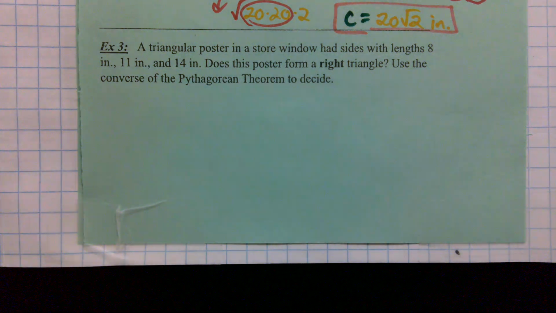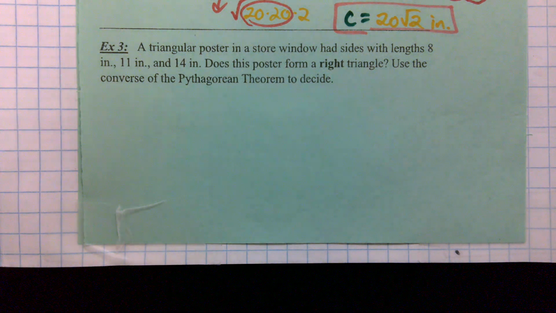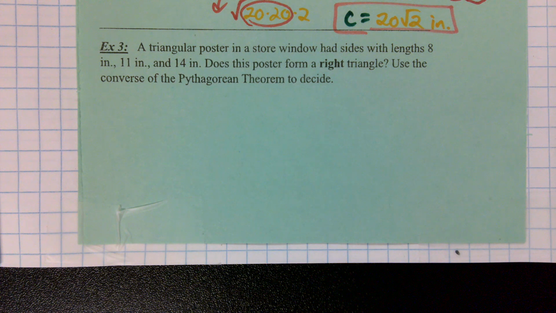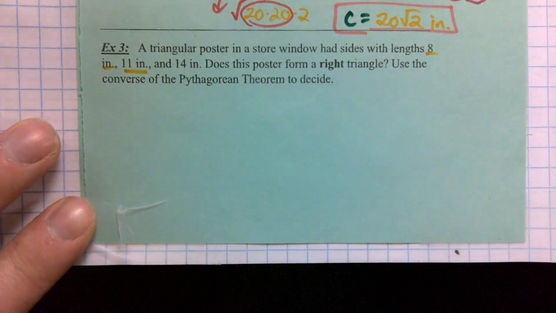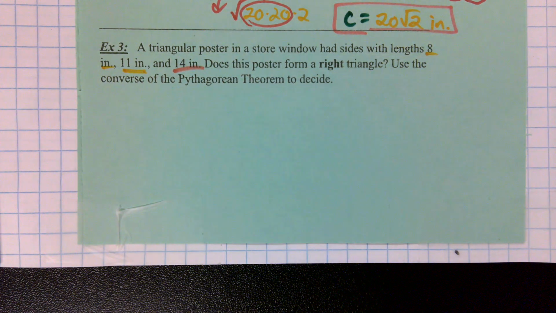Can someone read out example 3? Go ahead, Ida. Perfect. So this is what we did on worksheet 61, which you reviewed yesterday in Google Classroom. So we're given 3 side lengths. We're given 8 inches, 11 inches, and 14 inches. Which of those 3 side lengths is my hypotenuse?